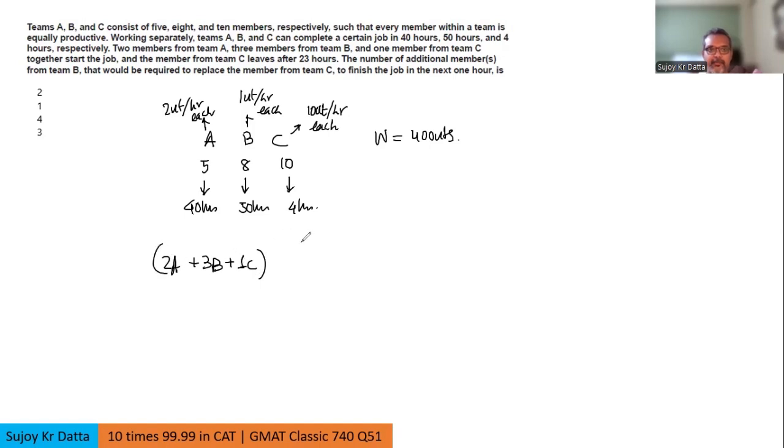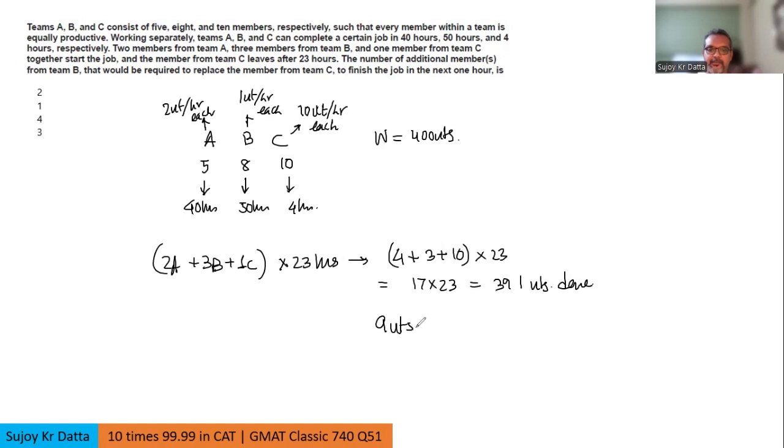They are going to start the job and they will work for 23 hours. So let's figure out how much work they do. So 2A would be doing 4 units, 3B 3 units, and 1C would do 10 units. So this times 23, that is 17 times 23 basically. So that is 391 units done. Now that leaves us with 9 units left.